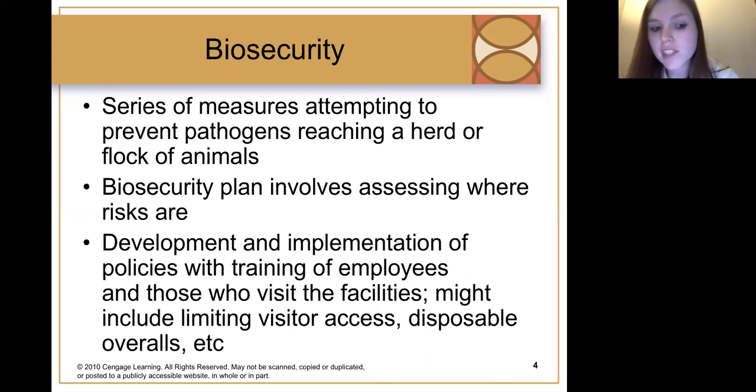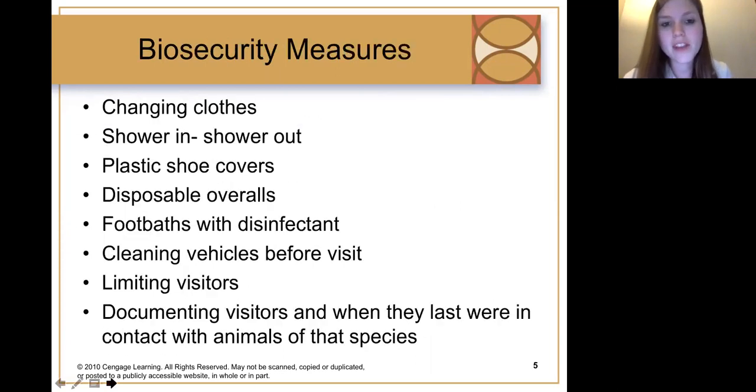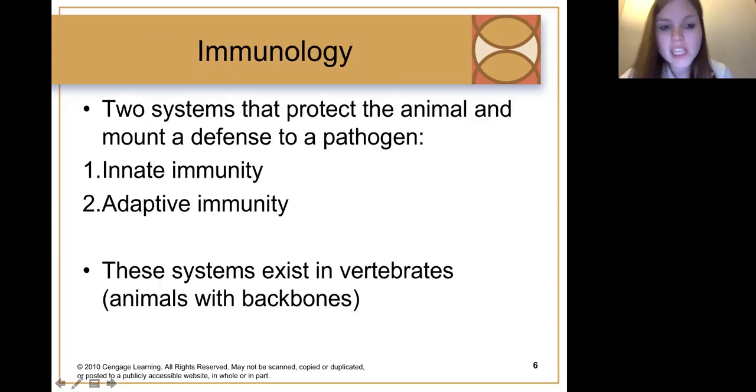It involves assessing what your risks are and then developing policies to make sure that your farm is secure. Think about it like that: you want to make sure everything is secure and that nothing is getting through. Basically it just prevents pathogens from reaching the animals. And there are many different measures that you can take in biosecurity.